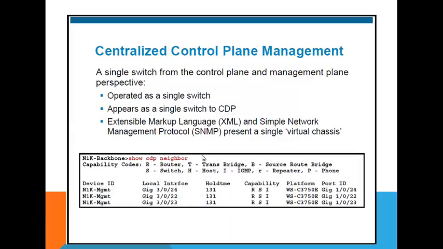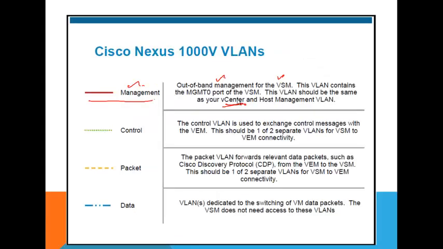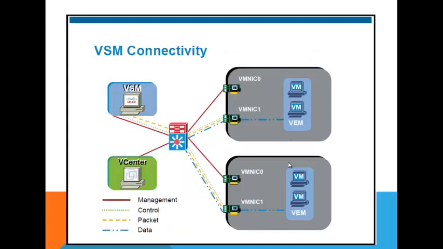So when I say show CDP neighbor, all we see is only one neighbor. I don't see multiple neighbors. This is actually one, the same name repeated again. So it is a single switch from the control plane and management plane perspective. If you have multiple VEMs, in this diagram I have two VEMs, am I going to see two Cisco Nexus boxes? No. It's only one, this VSM. If I have multiple VSMs, only one will be primary. So only one switch, one virtual switch.